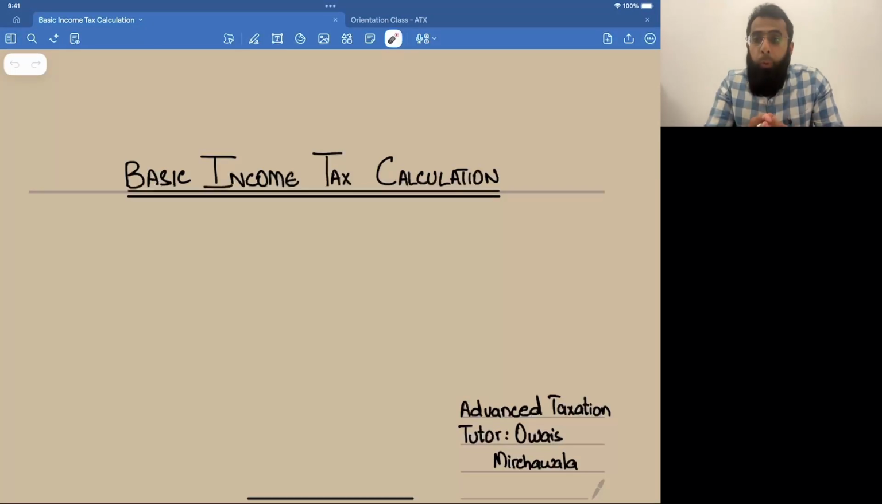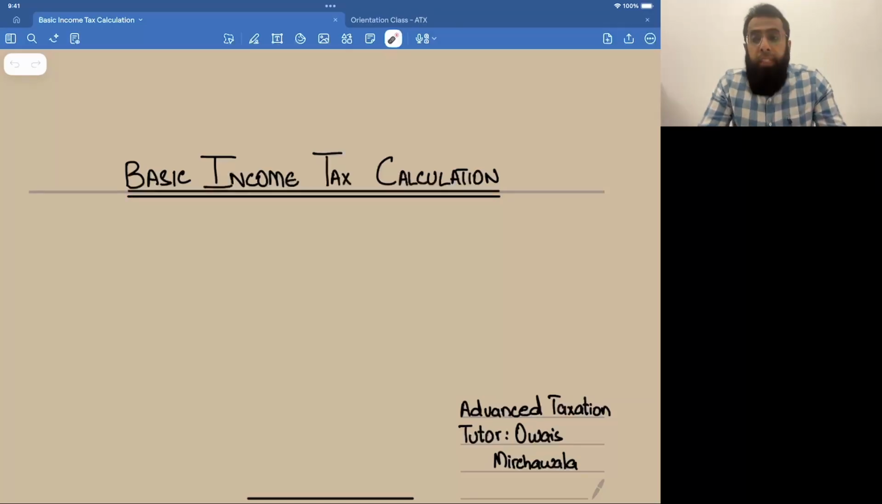I hope you all remember that in our previous class, we had an introductory discussion about our advanced taxation course. In today's class, we will be moving forward and starting discussion on the first chapter of this course, and this chapter is Basic Income Tax Calculation of Individuals.